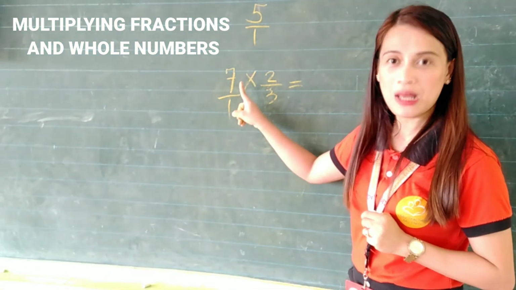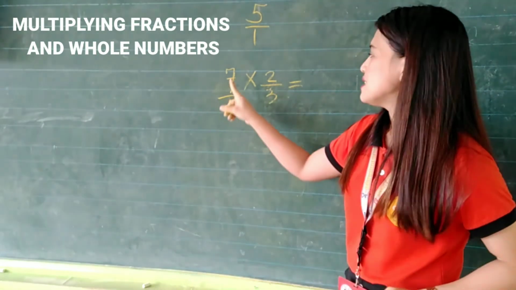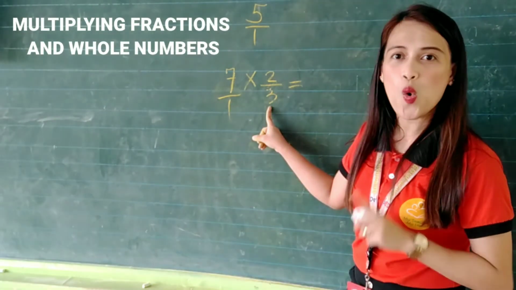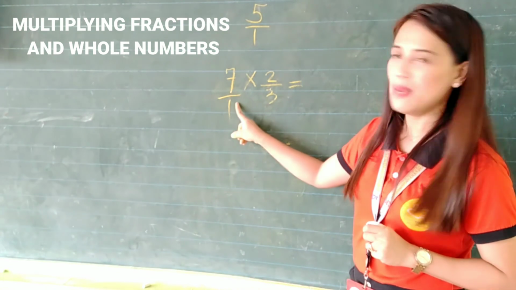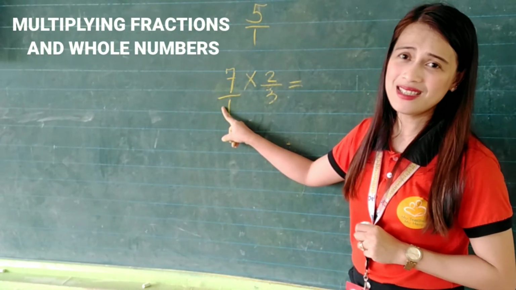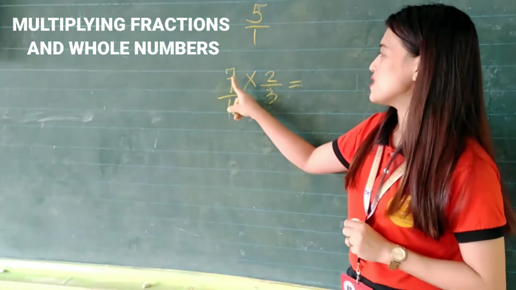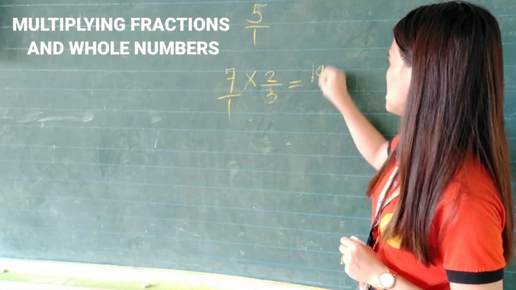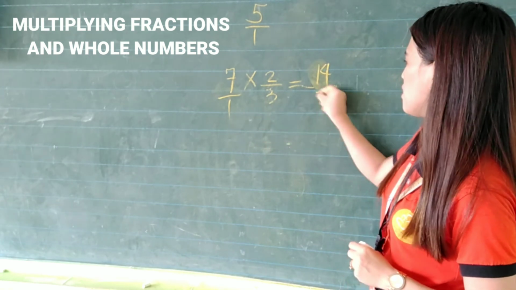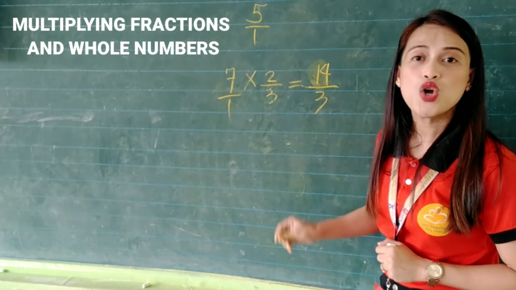So, check muna kung naay makancel ba ta. Again, cross ha. 7 ug 3, naay makancel? Wala. 2 ug 1, naay makancel? Wala man. Wala mo lang isa ka number. So, kay wala may makancel, pwede na tayo proceed sa multiplication. So, 7 times 2, 14. 1 times 3, 3. 14 over 3, is this the final answer?